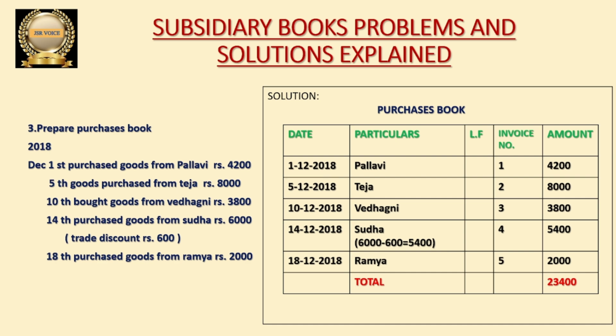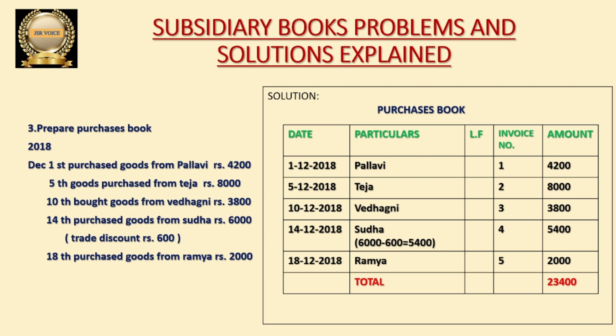Go to the solution. 14th date in date column 14-12-2018. And in particulars column, only name you have to mention, Sudha. And here we can't write 6000 in the amount column because trade discount is given. We should not write 6000 in the amount column because trade discount is given. Okay. So this trade discount, if percentage is mentioned, we have to calculate the percentage.